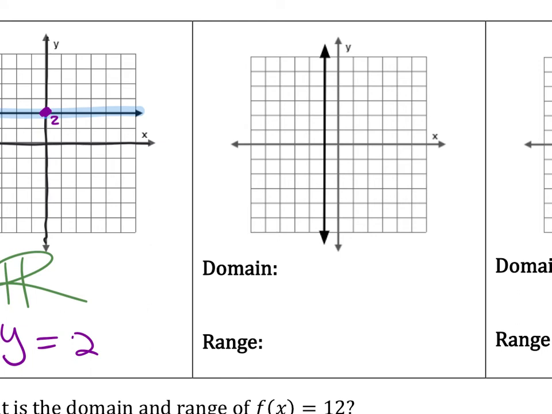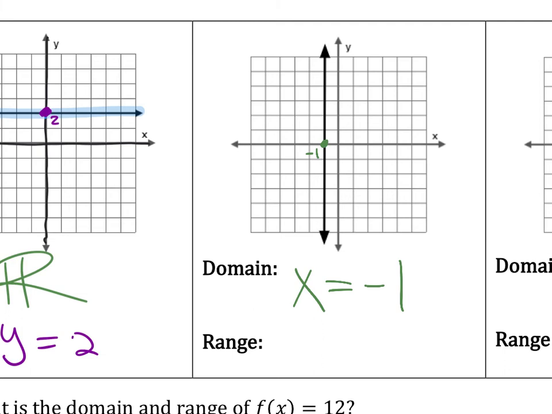On the second one, Marissa, is this a vertical or a horizontal line? Very cool. It's a vertical line right here. Since it goes straight up and down, it does not go side to side at all, so it has exactly one value from side to side. Class, what is that one value? It's negative 1. So we would say the domain is just negative 1.